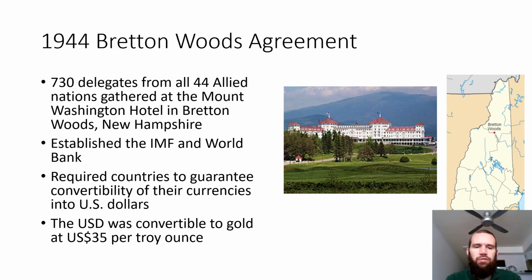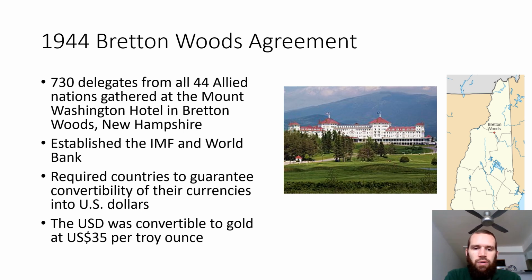Then in 1944, towards the end of World War II, was the Bretton Woods Agreement. 730 delegates from all 44 Allied nations gathered at the Mount Washington Hotel in Bretton Woods, New Hampshire. This meeting established the IMF and World Bank, and the United States, which controlled 2/3 of the world's gold, insisted that the Bretton Woods system rest on both gold and the US dollar.